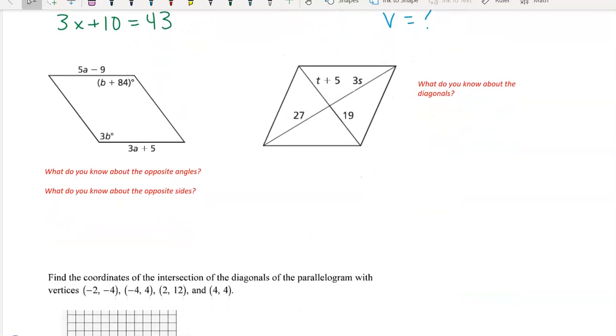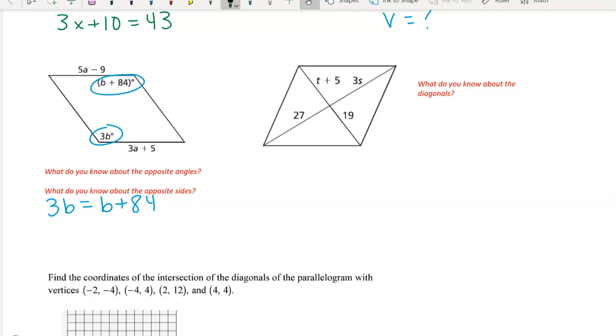In this next example, we have sides and we have angles, so we're going to have to use a couple of different things. What do we know about the opposite angles? Because right here we have opposite angles, so we know that those are going to be equal to each other. So you're going to set up an equation. 3b equals b plus 84. And you can solve that equation, find b. Remember, get all your b's to one side, your numbers to the other side.